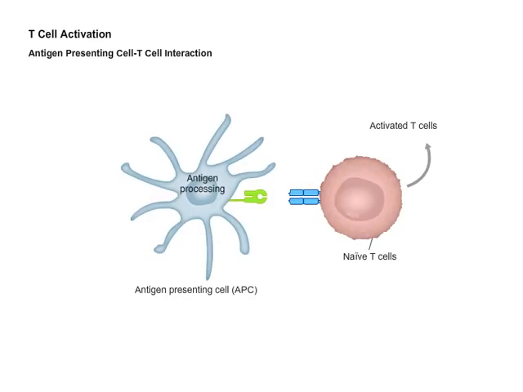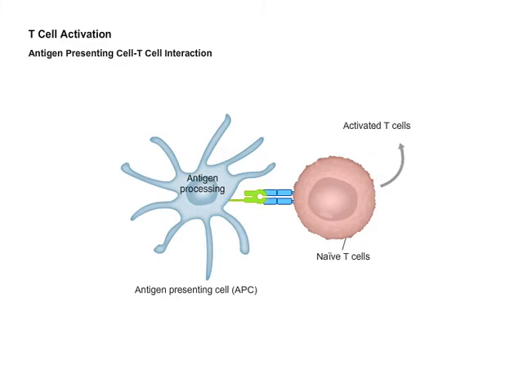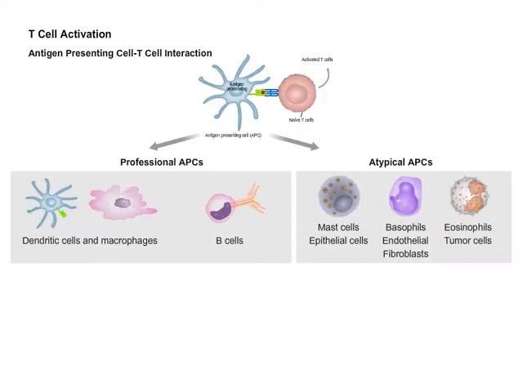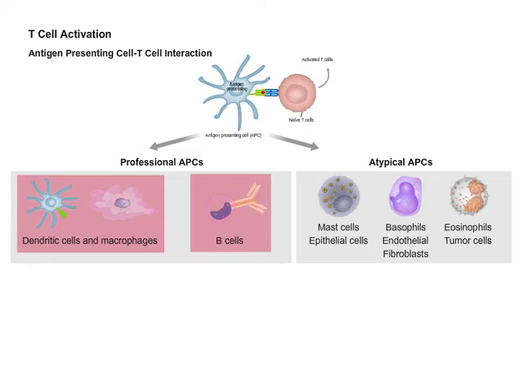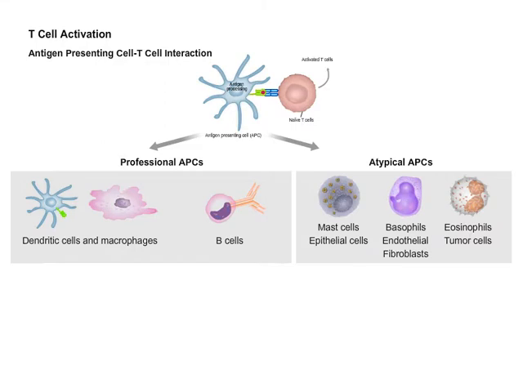T-cell activation is triggered by the presentation of microbial or tumor-associated antigen to naive T-cells by antigen-presenting cells, or APCs. There are two basic categories of antigen-presenting cells: professional and non-professional or atypical. Dendritic cells, macrophages, and B cells are all considered professional APCs. Atypical or non-professional antigen-presenting cells include mast cells, epithelial cells, basophils, endothelial cells, fibroblasts, eosinophils, and tumor cells.